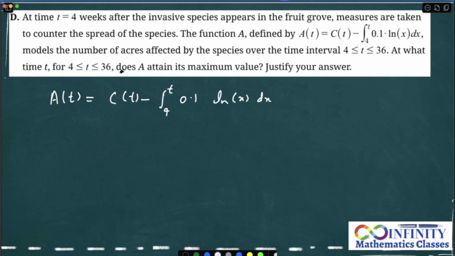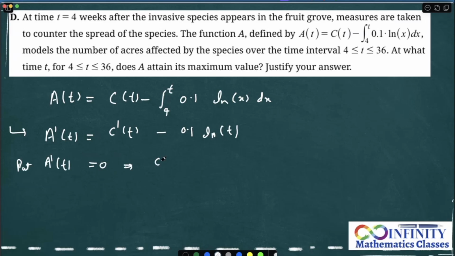For the time interval 4 to 36, does A attain its maximum? In order to get the maximum or minimum, I should be able to get the derivative, and then after using the derivative, I will be finding the critical point. So for the derivative, C is C prime t, and the value of C prime t I know. And here I need to apply the derivative. It is going to be 0.1 ln t there. Any doubt? That makes sense. You can apply theorems like the fundamental theorem of calculus, and differentiation under the sign of integration. Okay, so I will put A prime t equals 0 for critical points.